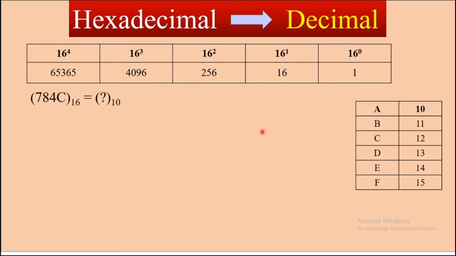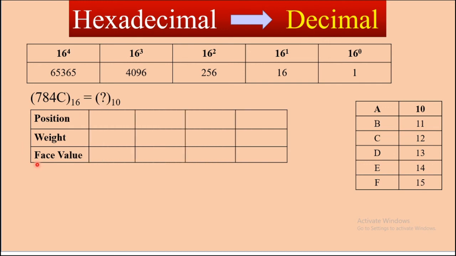Now we will see the example. This is a hexadecimal number. We have to convert it into the equivalent decimal number. So again prepare the table. In the face value, write down the hexadecimal number starting from LSB to MSB. Then write down the positions, and while writing weight, remember the base is 16. So weight is 16 raised to position. So these are the weights.